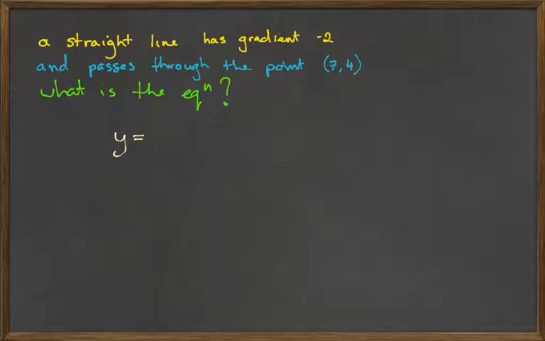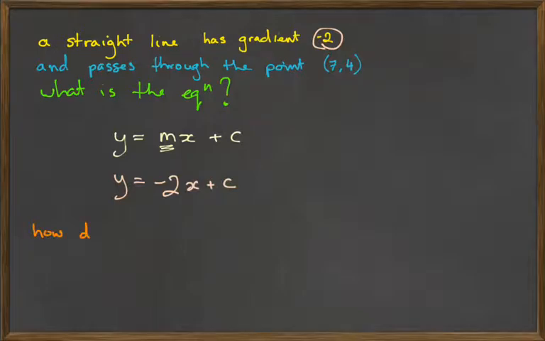So we could start by writing down y equals mx plus c and substituting in what we know. So what do we know? We know m, we're told that in the question. Sorry, we know m is minus 2. Okay, we know m is minus 2, so we can write y equals minus 2x plus c. But we don't know what c is. So the question is, how do we find c?